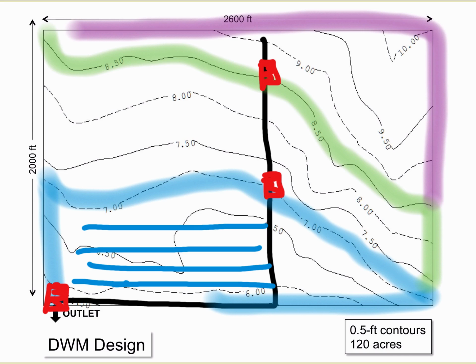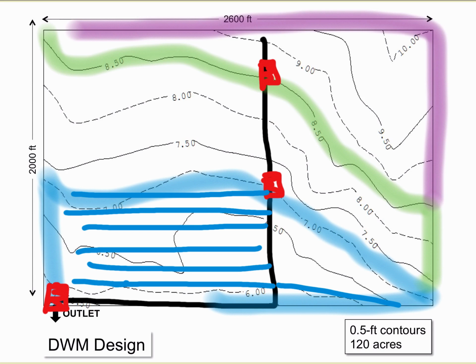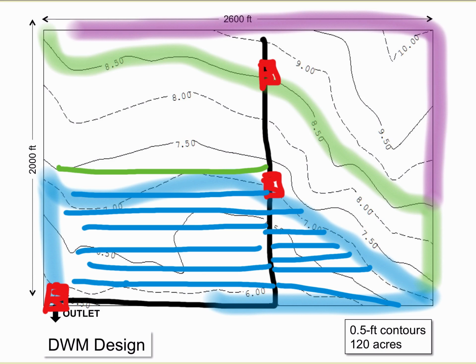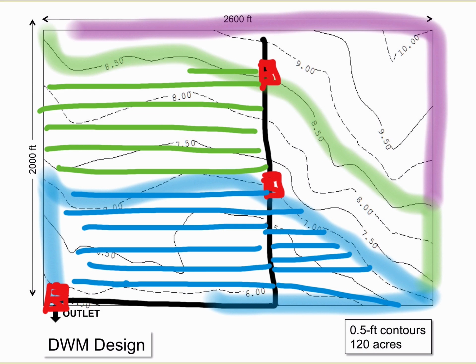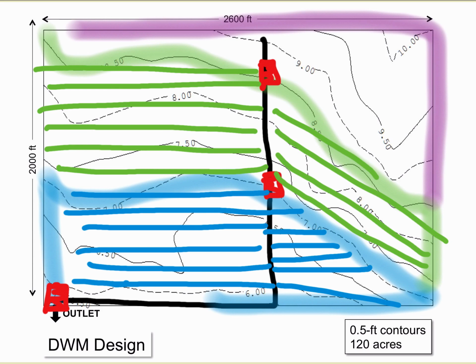And keep the orientation straight. And then for the next zone up, I could stay with this orientation on the left side and then do some kind of an angle on the right side. And I think you're getting the idea now.